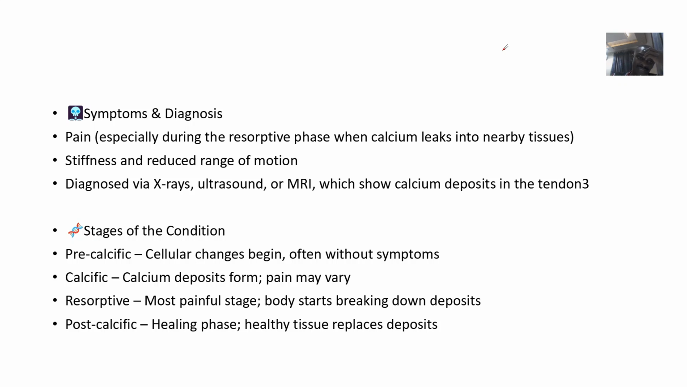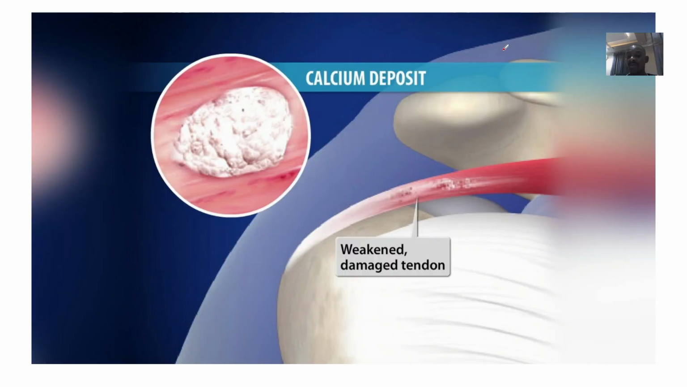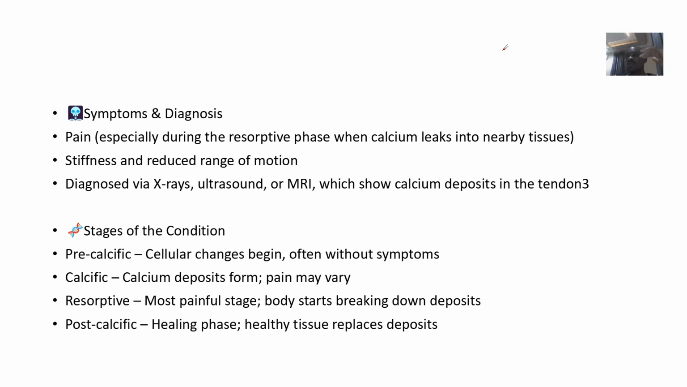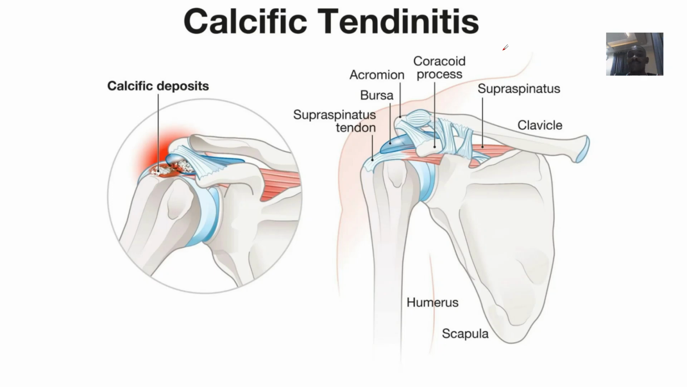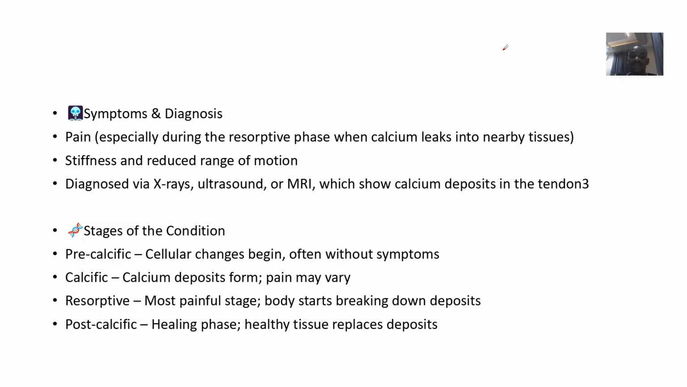The symptom is so much pain. If the person wants to move that part of the body, they can't really move it like others. Okay, so you still do imaging for diagnosis. You do imaging like X-rays, ultrasound, MRI. This is because you want to confirm that there is a deposit of calcium in that tendon.